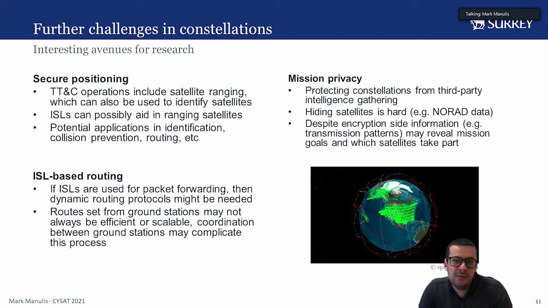It's not about hiding the satellite, because you can't really hide a satellite in space, but about protecting your constellation and your mission from third-party intelligence gathering. Encryption might help for the payload, but if you power up a satellite at a particular location each time, this might reveal something about the mission. So what are the methods where you can achieve some privacy with regard to the missions?